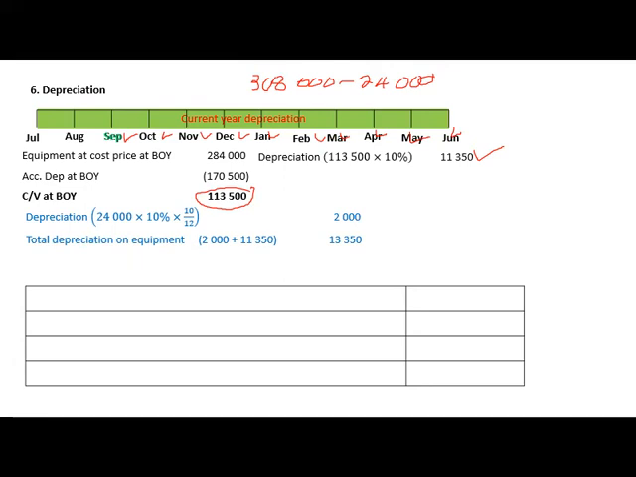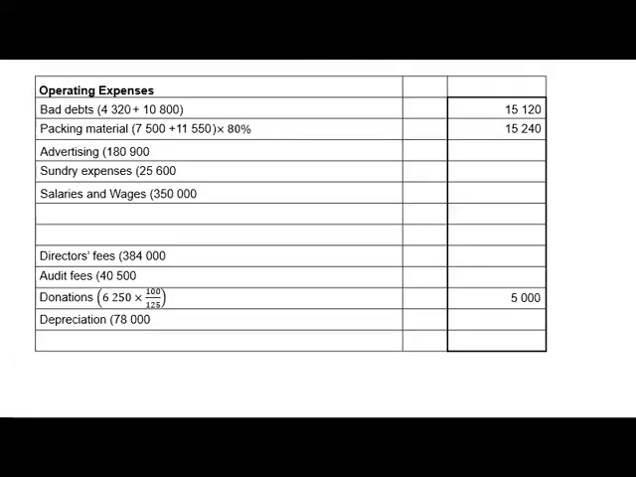Depreciation, how do we record it? You debit depreciation, which is an expense. When you debit an expense, it means your expense is increasing. So I will debit depreciation or increase my depreciation in the statement of profit or loss or the income statement by that 13,350. Already I recorded 78,000, which is the depreciation on vehicles. Now I'm going to add 13,350, which is depreciation on equipment. And in total, my depreciation will be 91,350. Done.